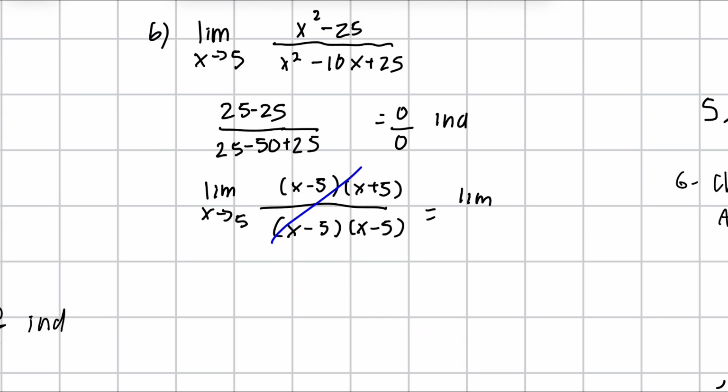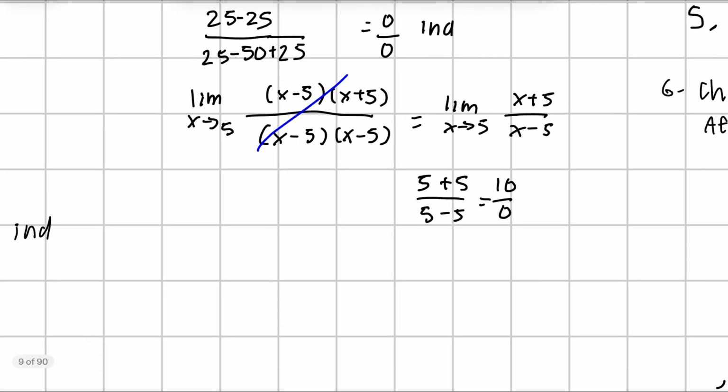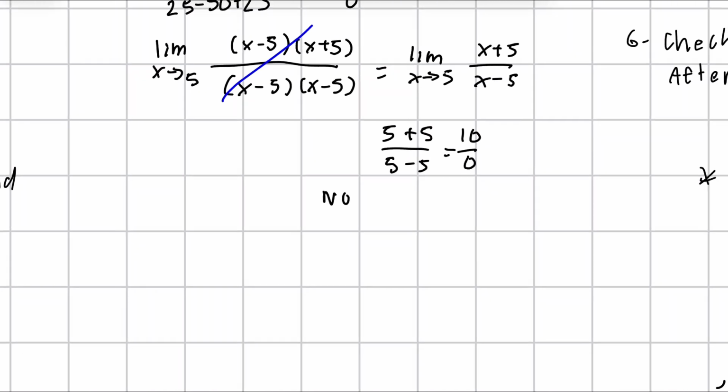So we can cancel out x minus 5 there. We're left with the limit as x approaches 5 of x plus 5 divided by x minus 5. Now we can just directly substitute in. We're going to have 5 plus 5 divided by 5 minus 5, which is equal to 10 over 0. And this is not going to give a finite limit because we have a division by 0. That's going to be undefined.